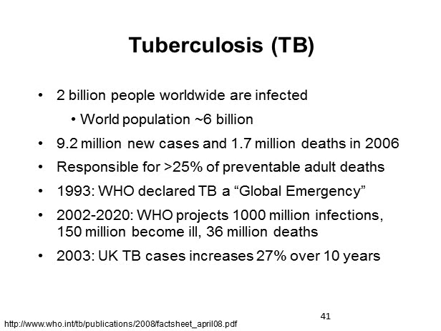In 1993, the World Health Organization declared TB to be a global emergency, and that hasn't actually changed very much. They estimated that in the 18 years between 2002 to 2020, there will be 1,000 million infections, 150 million people will become ill, and 36 million people will die as a direct result of TB.